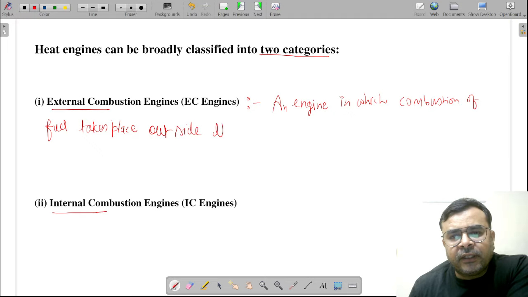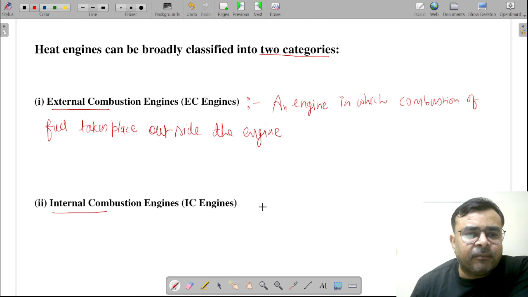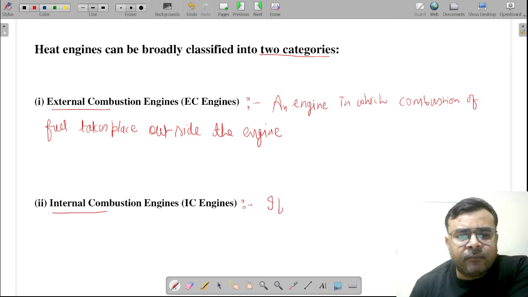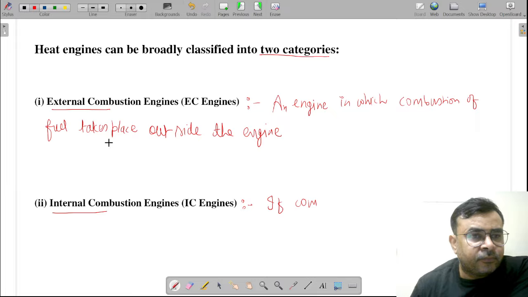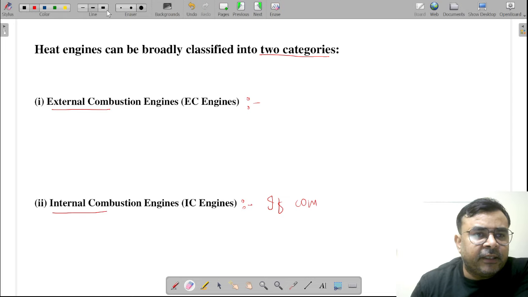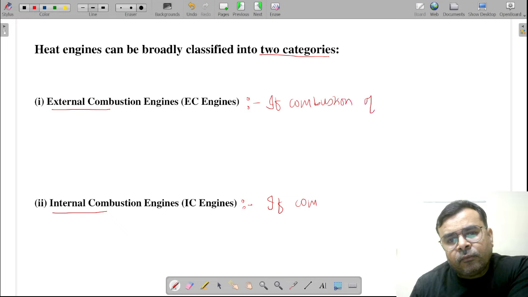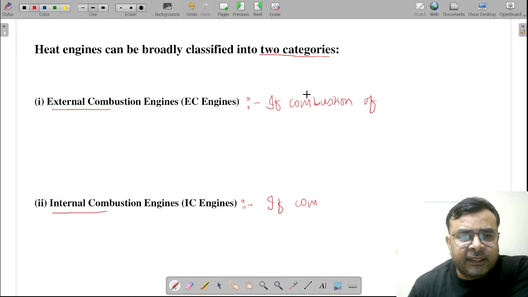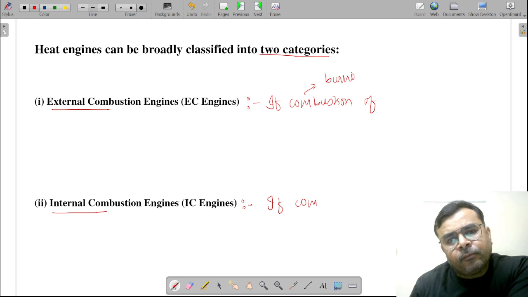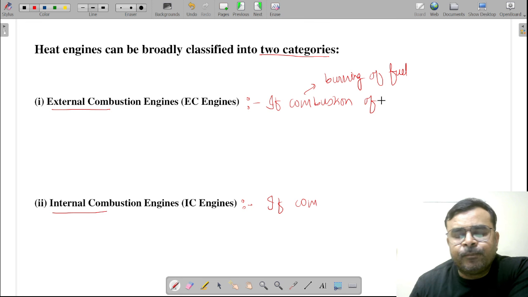Outside the engine, is it right? So this is called external combustion engine. And if combustion, or simply if I say combustion means burning of fuel, is it right? Combustion means burning of fuel, like coal or, you can say, petrol, diesel, or a gas even.